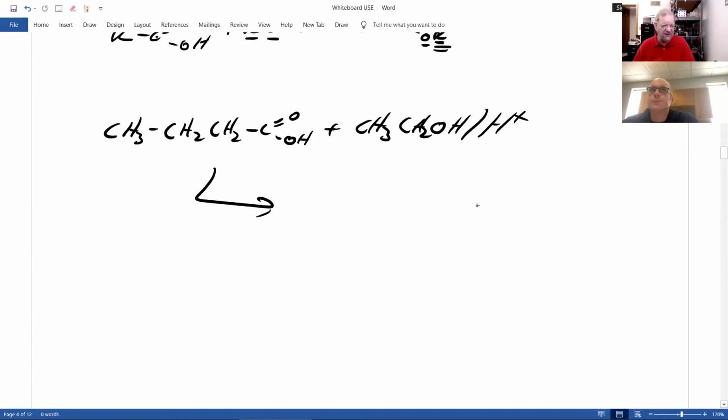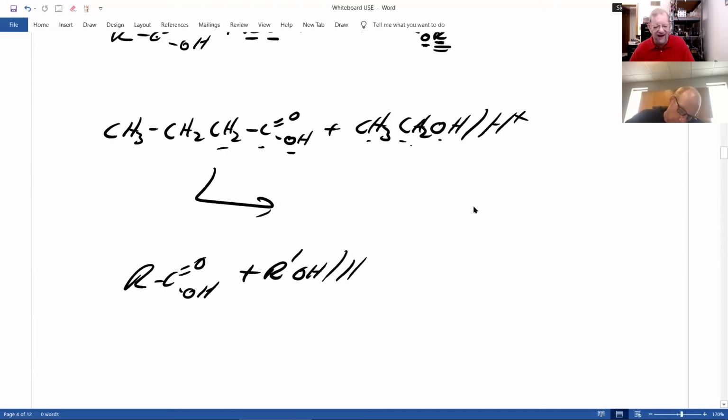If we look at here, the first molecule, what's different? Carbonyl, hydroxyl group, carbons. That's a carboxylic acid. Second molecule, carbon-carbon, hydroxyl group on a carbon, that's an alcohol called R prime, and then acid catalyst. And when you react that together, you get an ester.